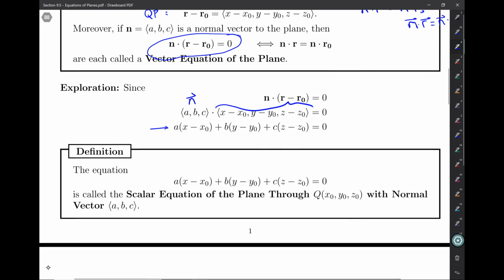The equation a times x minus x naught plus b times y minus y naught plus c times z minus z naught equals 0 is called the scalar equation of the plane through Q with normal vector a, b, c. There's a lot of information there, and there's a lot of words in this particular definition, so a lot of times people just say scalar equation.